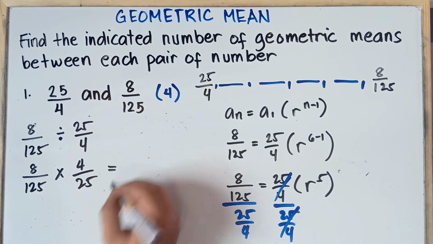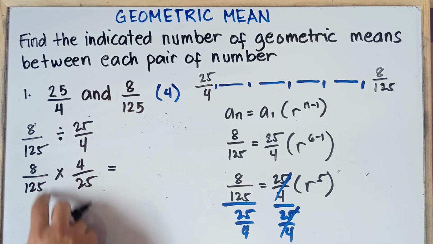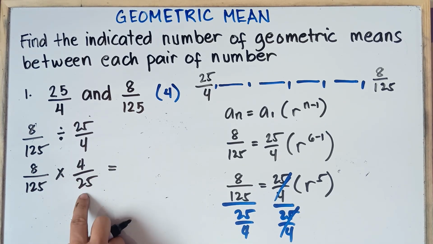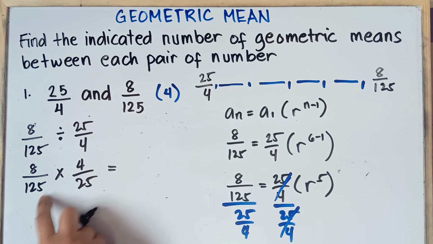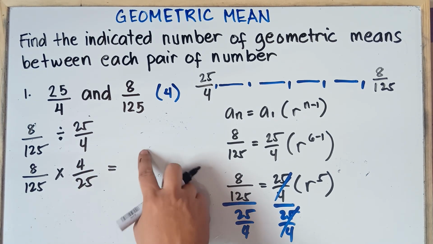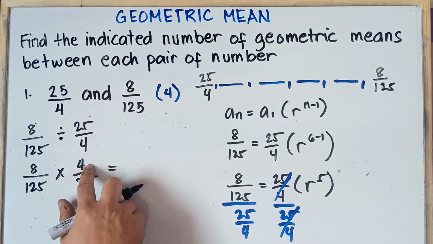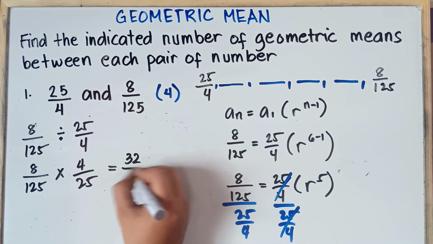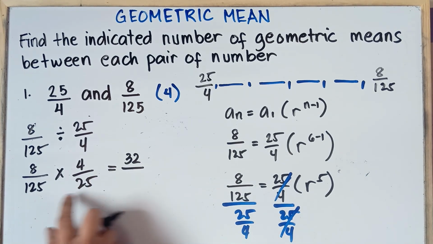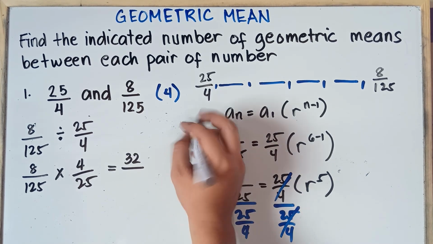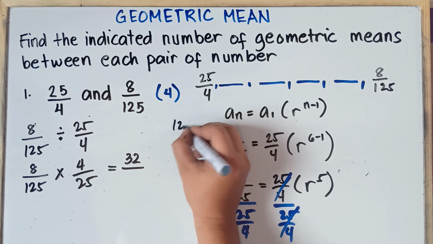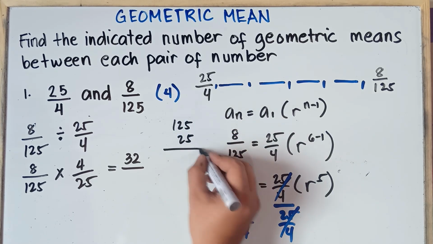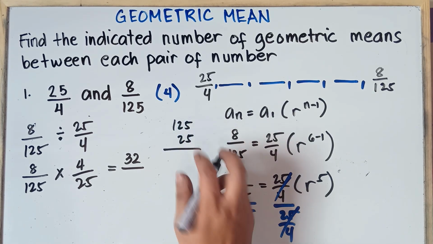So once again, you check if we can reduce the numerator by the denominator. 8 and 25, nope, we cannot reduce. 4 and 125, nope, we cannot reduce. So simply multiply, class. 8 times 4, that's 32. Over 125 times 25. So let's multiply 125 times 25. 5 times 5, that's 25.